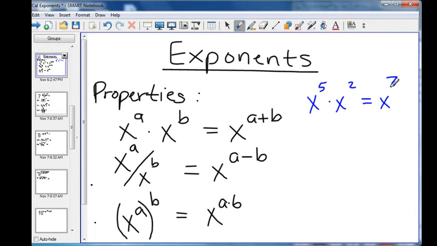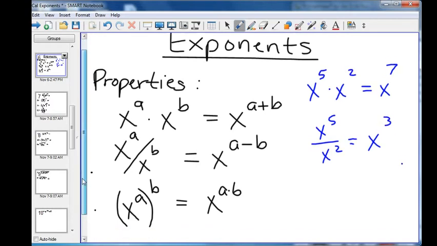Now if we have x to the a divided by x to the b, we subtract. So it should be pretty easy to remember. Multiplying, you add. Dividing, you subtract. So if we had x to the 5th over x squared, we would subtract 5 minus 2 and get x cubed. And finally, we have x to the a raised to the b.